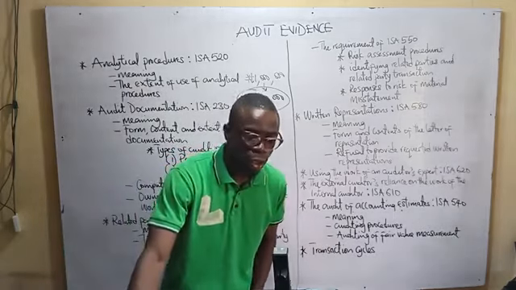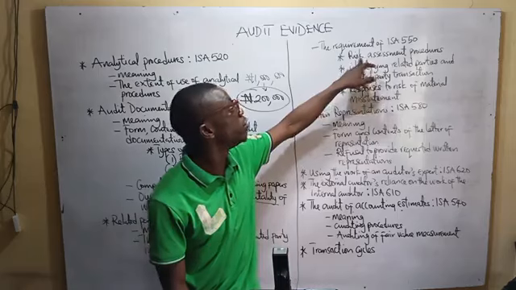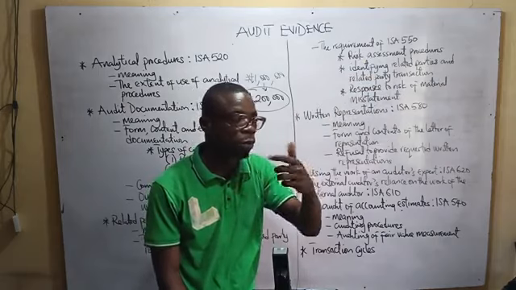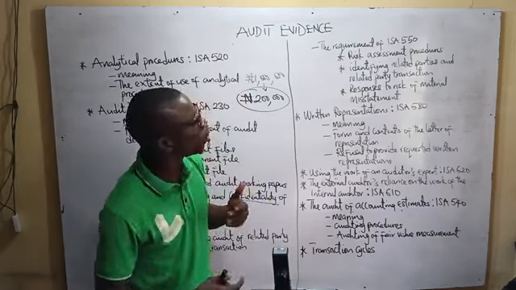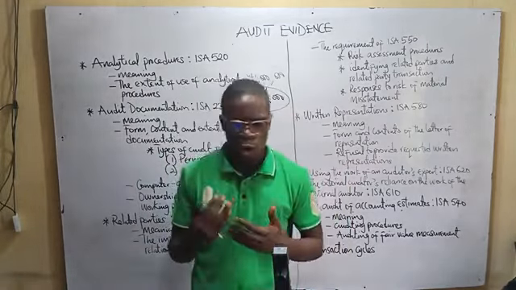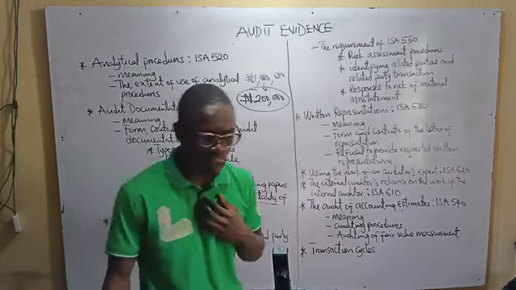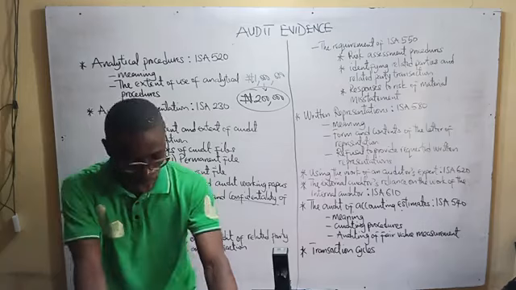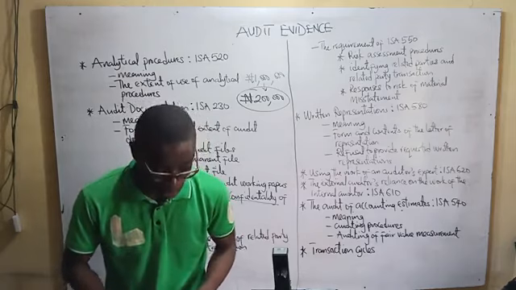Now, the auditor will meet. Don't forget, I told you that when you are looking at the risk assessment procedure, the number 2 procedure is inquiring from the management. That means one way in which the auditor can identify related parties or related party transactions is for him to make inquiry from the directors or from the management.